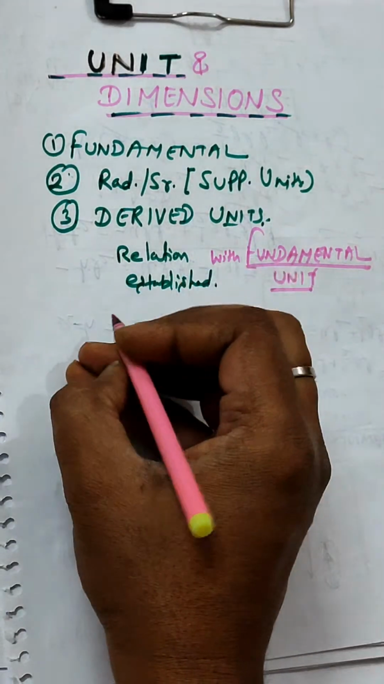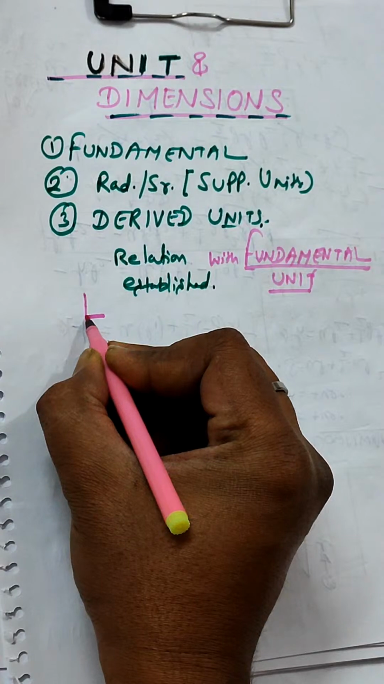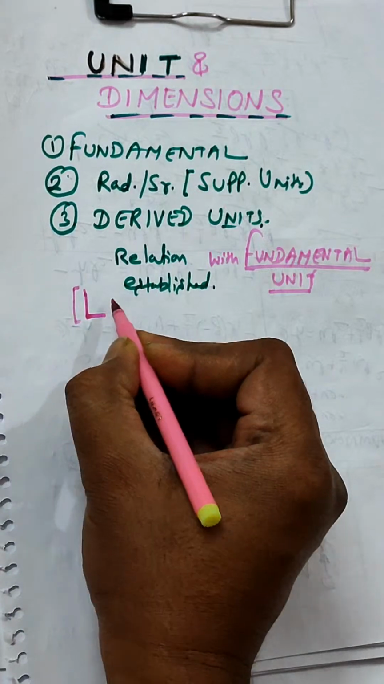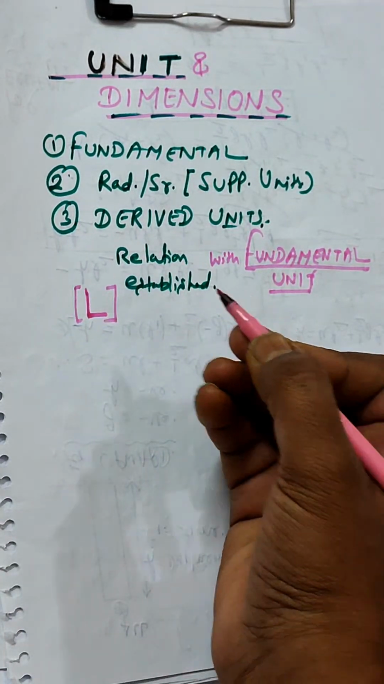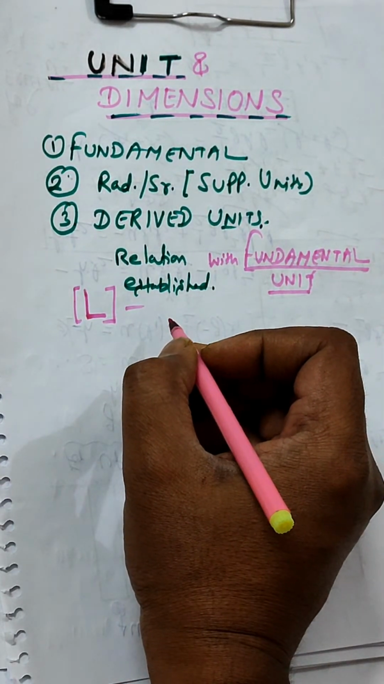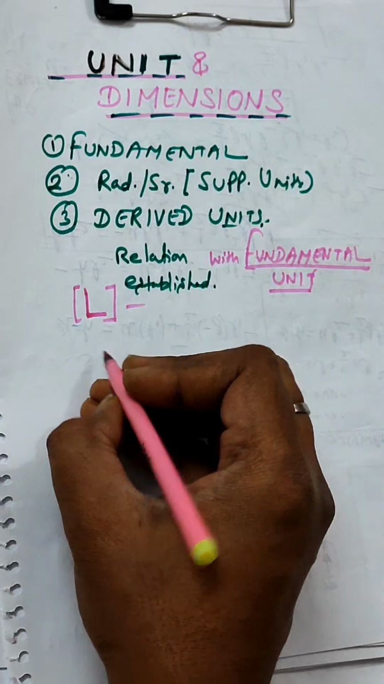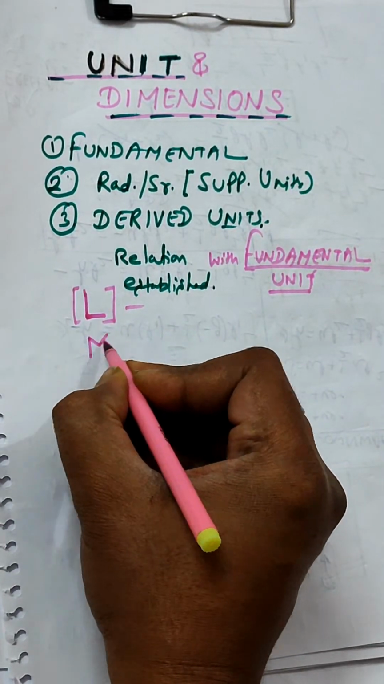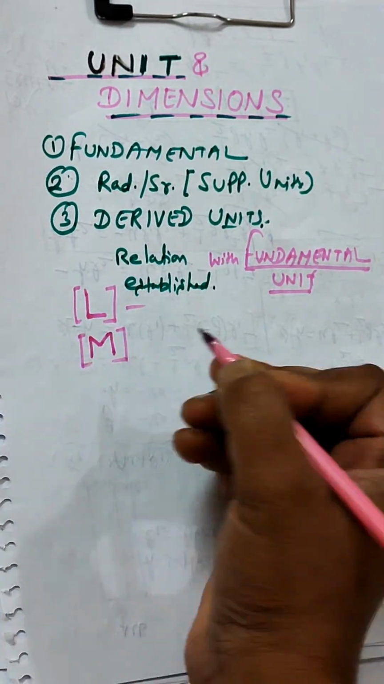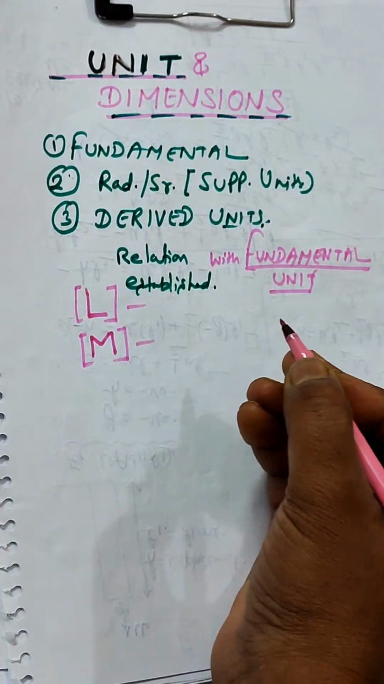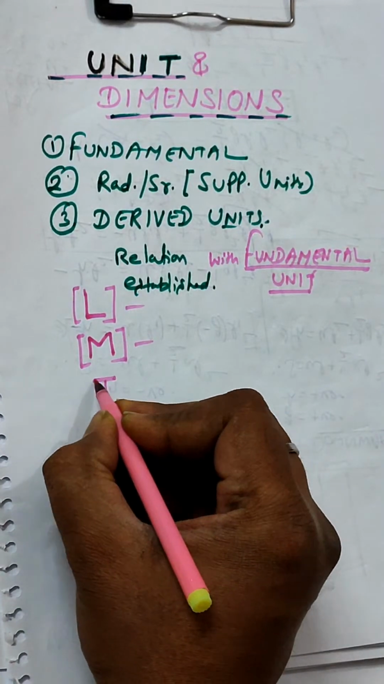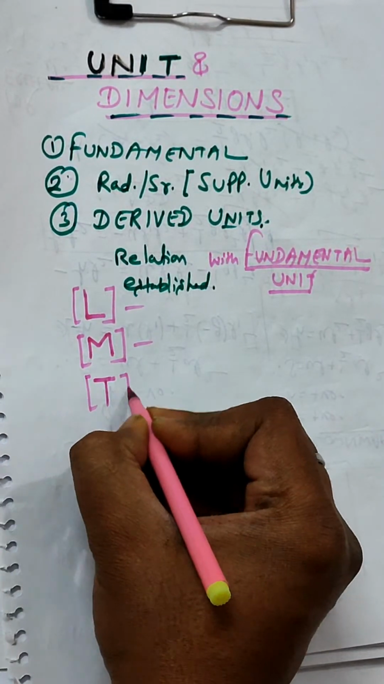These are the length, which is denoted by L and kept in a big bracket. Now another unit is for mass. The unit of mass is denoted by M, so the representation is done like this, capital M in the big bracket. Similarly, for time, it is represented as T, kept in a bracket.